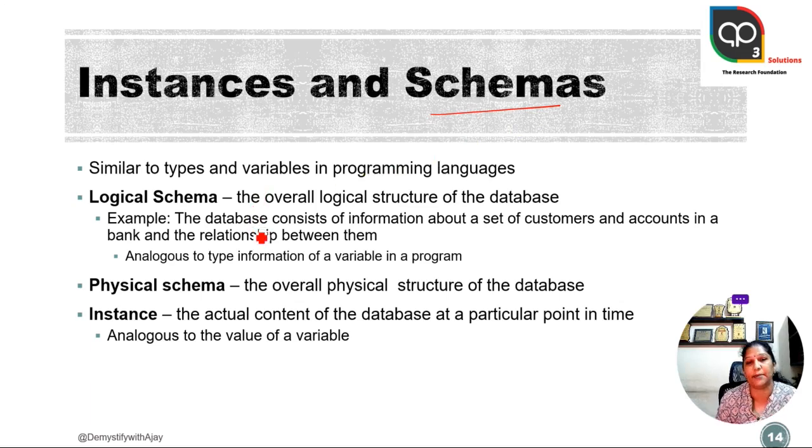It's like the database blueprint. For instance, defining that a table, a student, has an ID field, a name, and a major. And an instance is the actual data stored in the database at a given time, like the specific record of a student enrolled this semester. This is similar to programming. A class defines the structure, that is the schema, while each object is an instance with actual values.